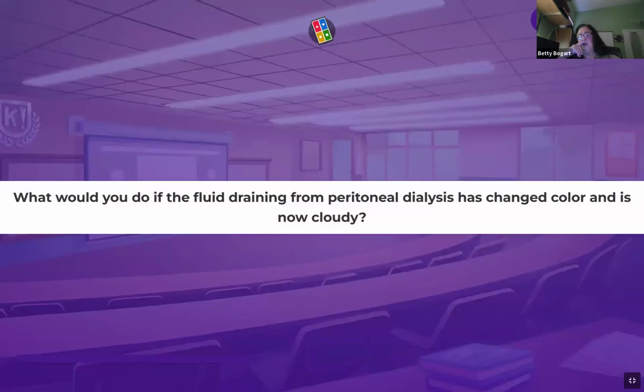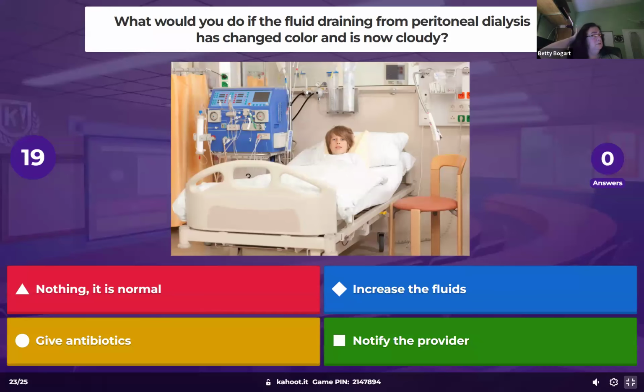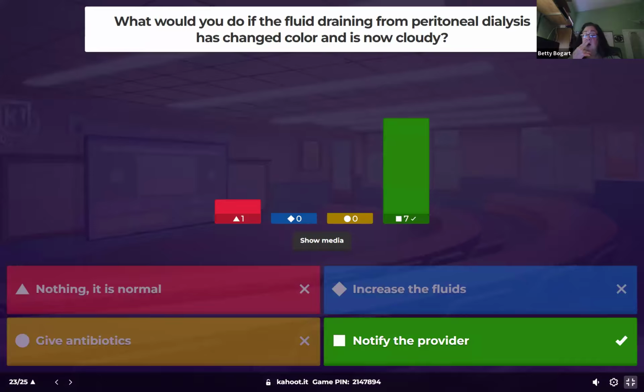What would you do if the fluid draining from the peritoneal dialysis has changed color and is now cloudy? You are going to notify the doctor. Again, if it's changed color, the concern of infection is very high. So again, notify the doctor and he will order the antibiotics.